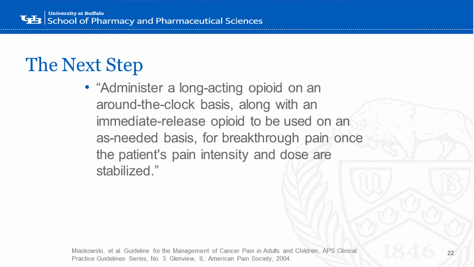So what is the next step? I alluded to the fact that we only give PRN medication for a day or so when we start. So the next step is to administer a long-acting opioid on an around-the-clock basis, along with an immediate release opioid to be used on an as-needed basis for breakthrough pain once the patient's pain intensity and dose are stabilized. So in a nutshell, we'll take a look at that patient a day or two down the road, determine how much PRN use they've had, and then put a long-acting opioid on board in conjunction with an immediate release opioid for any breakthrough pain.